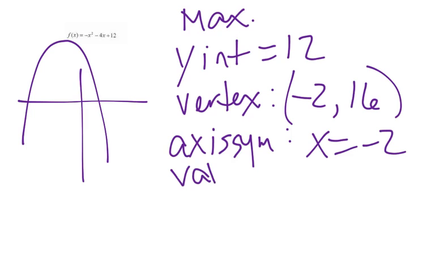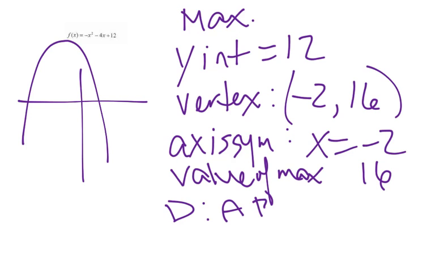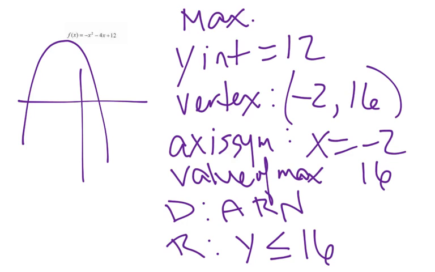The value of my max is 16. The domain is all real numbers. The range is y is less than or equal to 16, because the lines are going down, and 16 is the y value of the vertex.